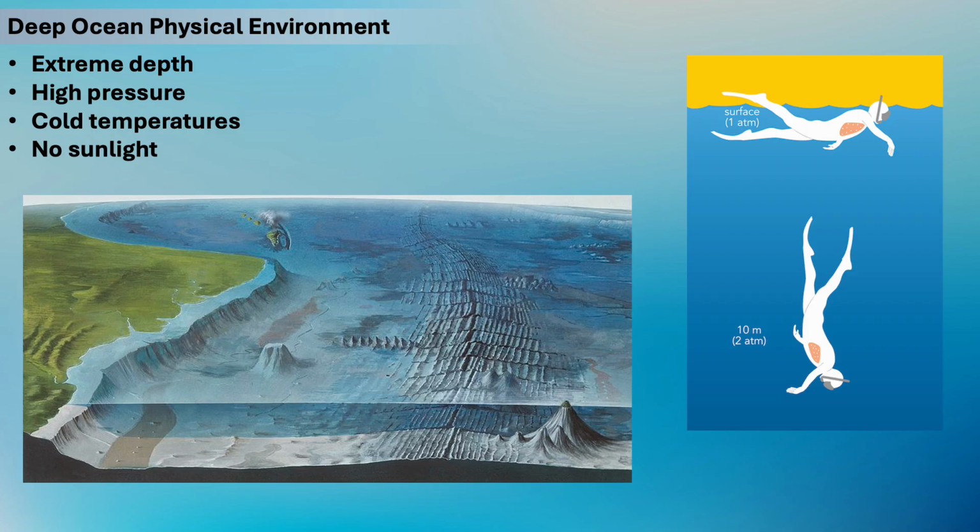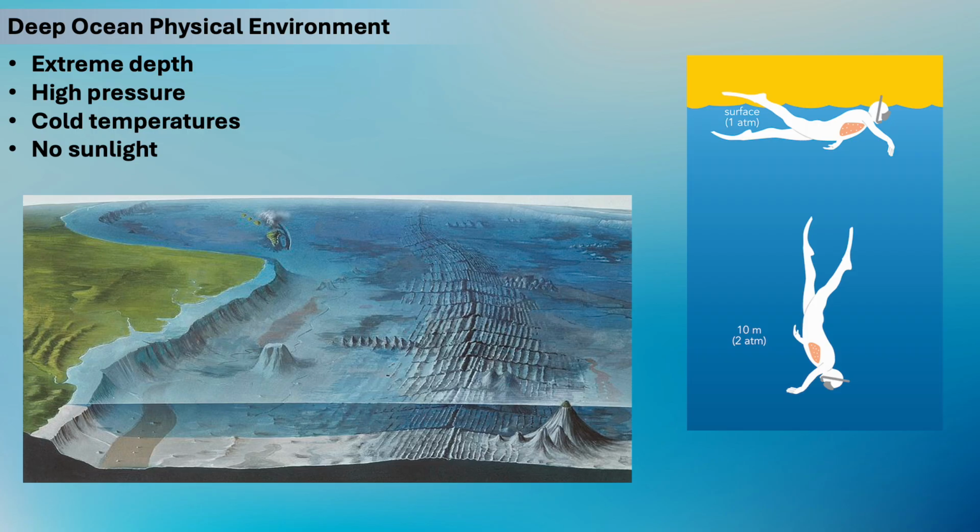Temperature is another defining feature of the deep ocean. Below the surface layers, temperatures drop rapidly and then remain uniformly cold, typically just a few degrees above freezing. Unlike surface waters, deep ocean temperatures are remarkably stable over time, showing very little seasonal or daily variation. And finally, sunlight does not penetrate to these depths. The absence of light means that photosynthesis cannot occur, fundamentally altering how energy enters deep ocean ecosystems.